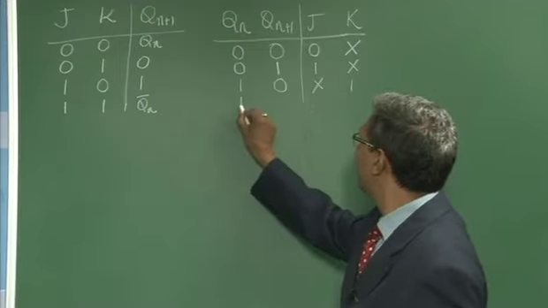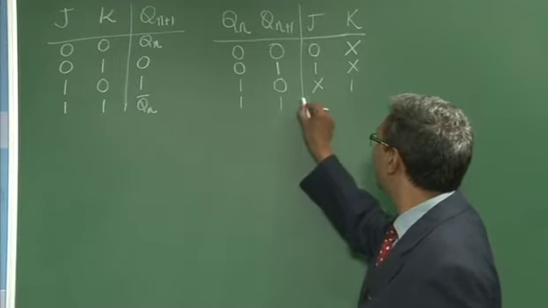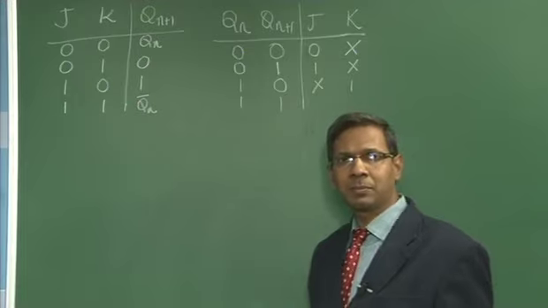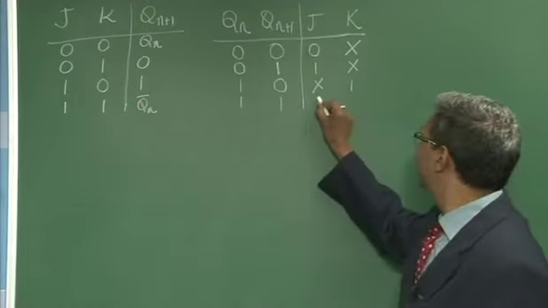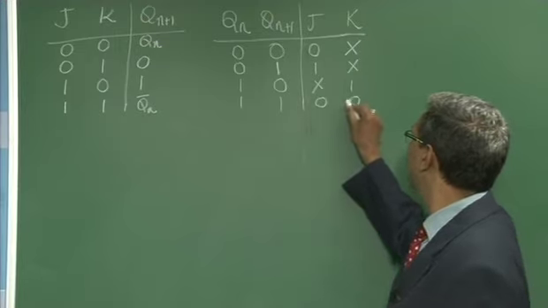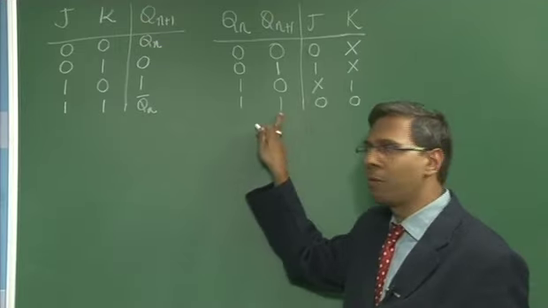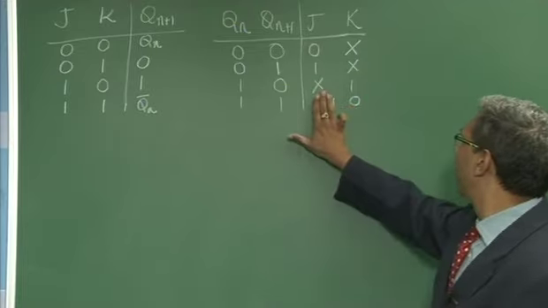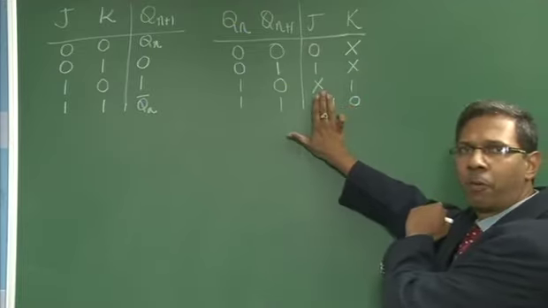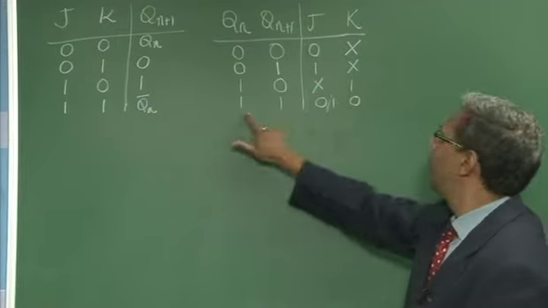Finally, the previous output was 1 and the next output also has to be 1. What are the possibilities? Memory, right? Both J and K are 0 and 0. Or if I want the output to be 1, I have to make J 1. If it is 1 and 0, that means I am setting the output. If it is 0 and 0, it means I am retaining the output.